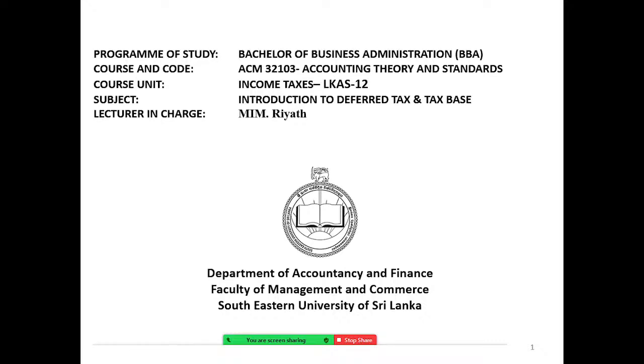Yesterday we talked about the introductory part of LKAS 12, that is income taxes, and we discussed under provision of tax, over provision of tax, and its double entries, and how to recognize deferred tax assets and deferred tax liabilities. And also we discussed the measurement and the recognition of deferred tax assets and liabilities.